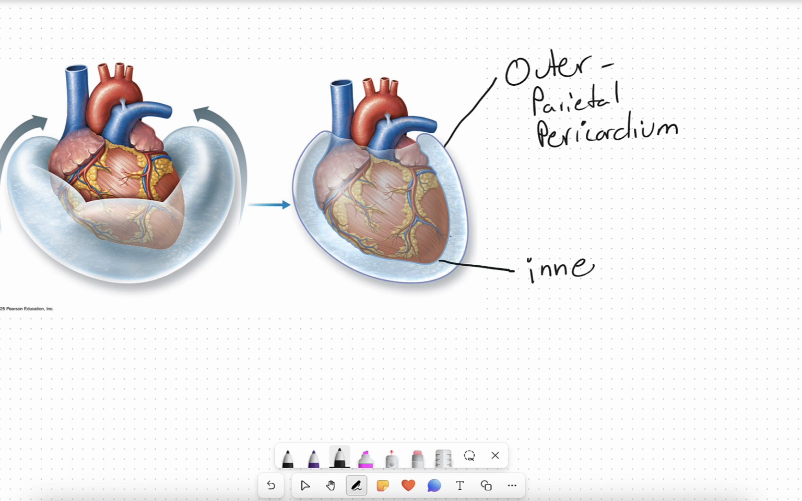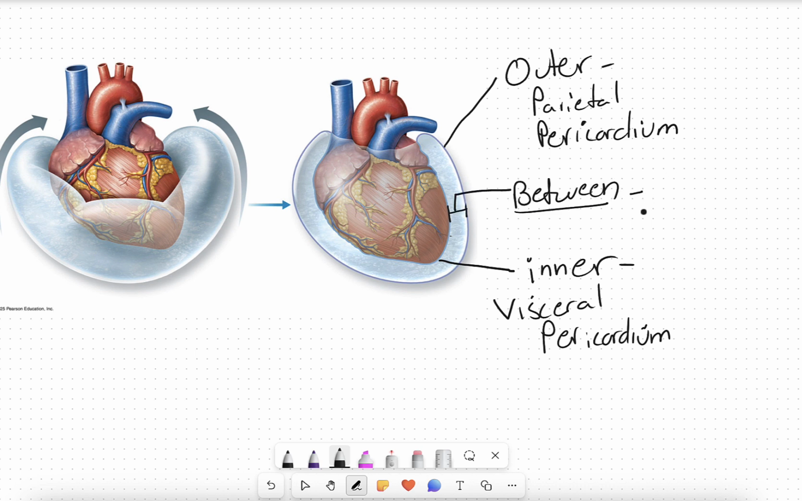And then the inner layer of the serous pericardium is called the visceral pericardium or the epicardium. And this one is essentially the most superficial layer of the actual heart wall. And then there is a space between these two layers that is called the pericardial cavity. This is filled with the pericardial fluid, which acts like a lubricant that's going to help to decrease friction as the heart changes shape while it's beating.